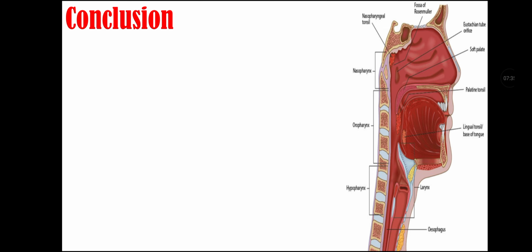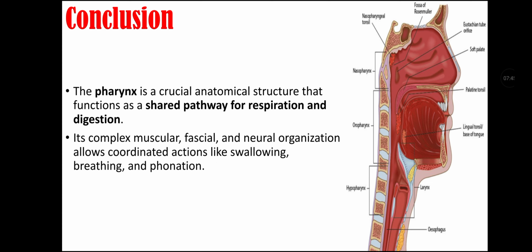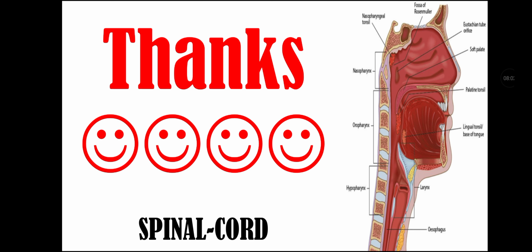Now let's talk about conclusion of this lecture video. Pharynx is a crucial anatomical structure that functions as a shared pathway for respiration and digestion. Its complex muscular, fascial, and neural organization allows coordinated actions like swallowing, breathing, and phonation. Detailed understanding is vital for clinical fields like ENT, dentistry, gastroenterology, and anesthesiology. And this was all about pharynx.